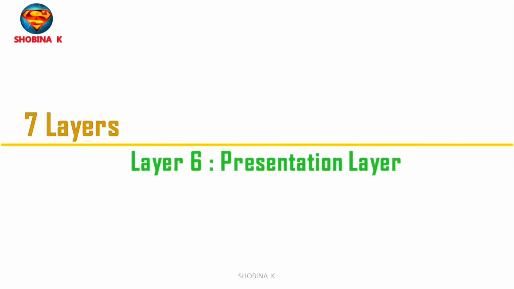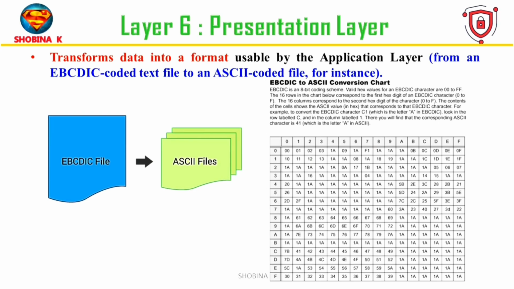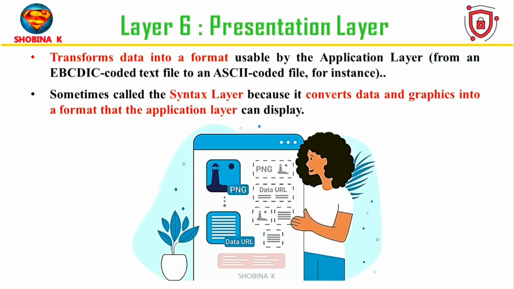And next we have presentation layer. The presentation layer transforms data into a format that the application layer can accept for transmission across the network. For example, from EBCDIC coded text file to ASCII coded file. The presentation layer is sometimes called a syntax layer because it converts the data and graphics into a format that the application layer can display.